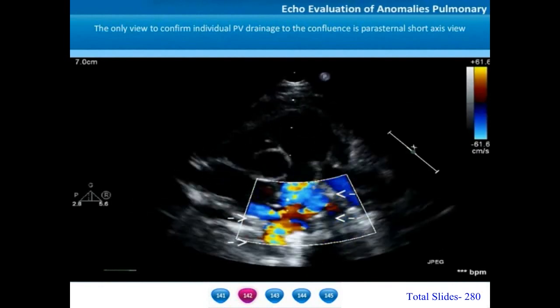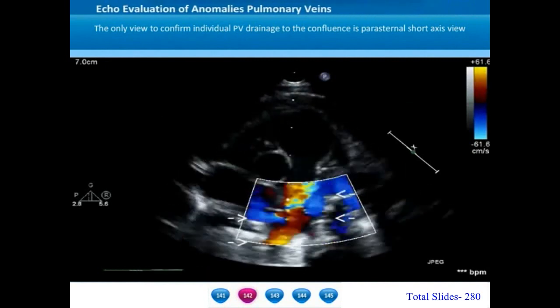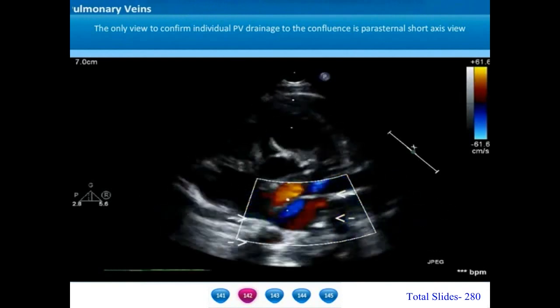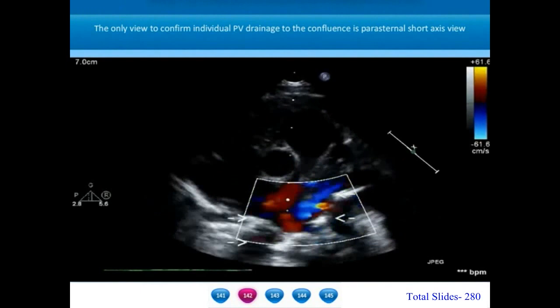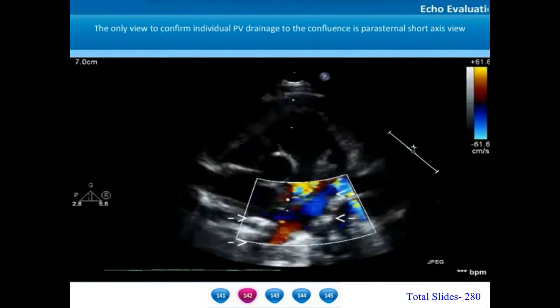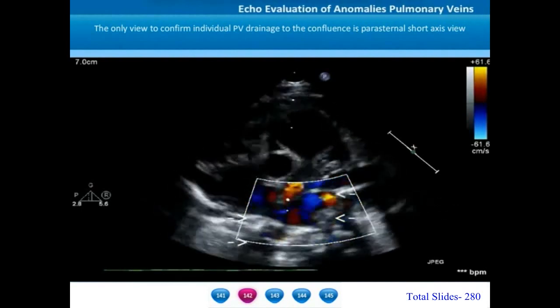Once again, in this example of coronary sinus TAPVC, we again reconfirm the normal drainage of all the four pulmonary veins into the same confluence which ultimately drains into the coronary sinus. We can see that the upper pulmonary veins on both the right side and the left side take the blue color and the lower pulmonary veins take a red color.